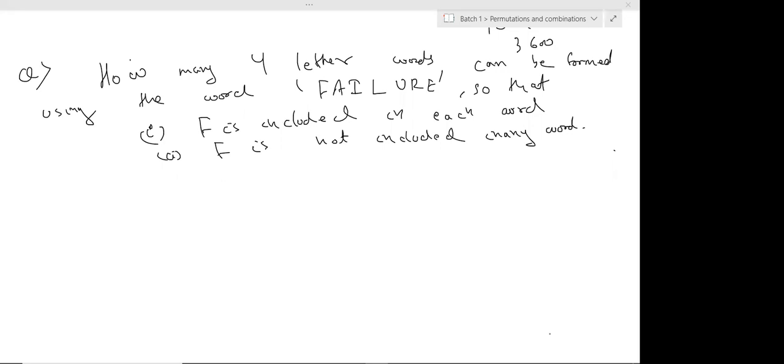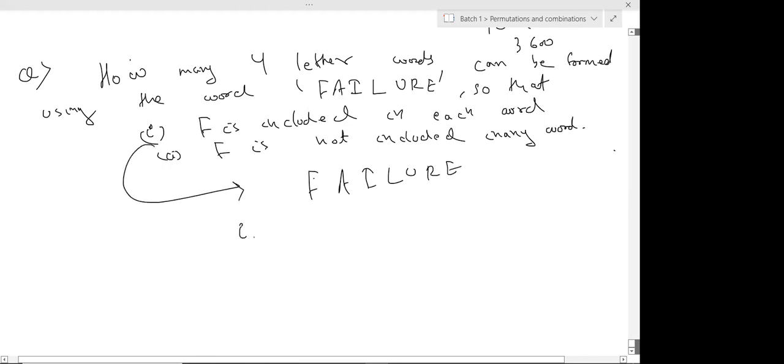All right. See, we have the word failure, right? The first part says F is included in each word. That means F is compulsory. We need 4-letter words. That means 3 are left to choose. So out of this 6, we have to choose 3. So 6C3, right? Now to arrange them is 4 factorial. So this is the answer, 6C3 into 4 factorial.